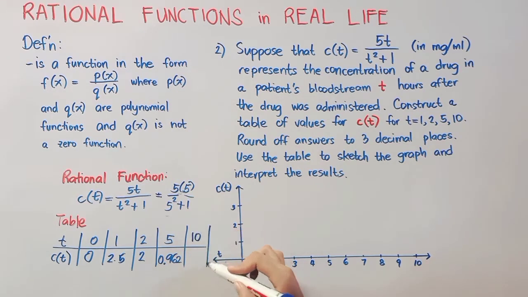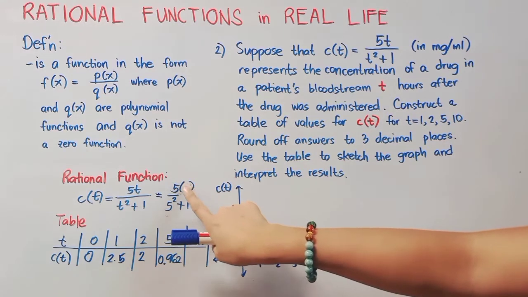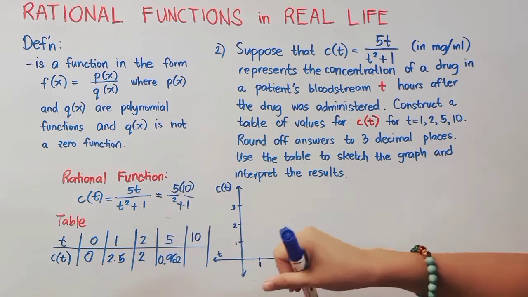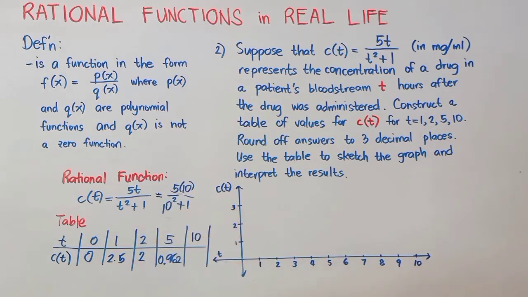Lastly, we have t equals 10. The same thing, we'll just replace the value of t with 10. So our numerator is 5 times 10 equals 50, all over 10 squared is 100 plus 1, 101. So 50 divided by 101 is this one. However, we have to get only 3 decimal places, so we have to round it off. Our final answer would be 0.495, and we will just copy 5 since the number to its right is 0.